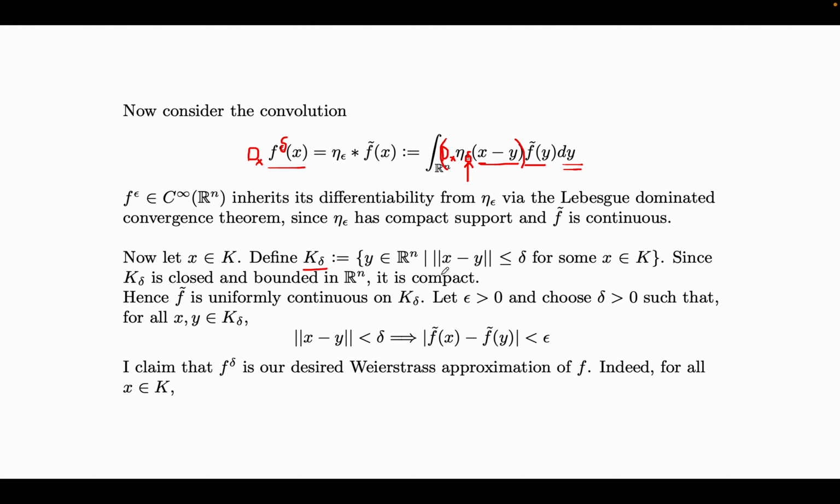Now this set just fattens k a little bit by delta. It's still closed and it's still bounded. Essentially, by the definition here, we have a less than or equal symbol to ensure that it's closed, and it's certainly bounded because k is bounded.